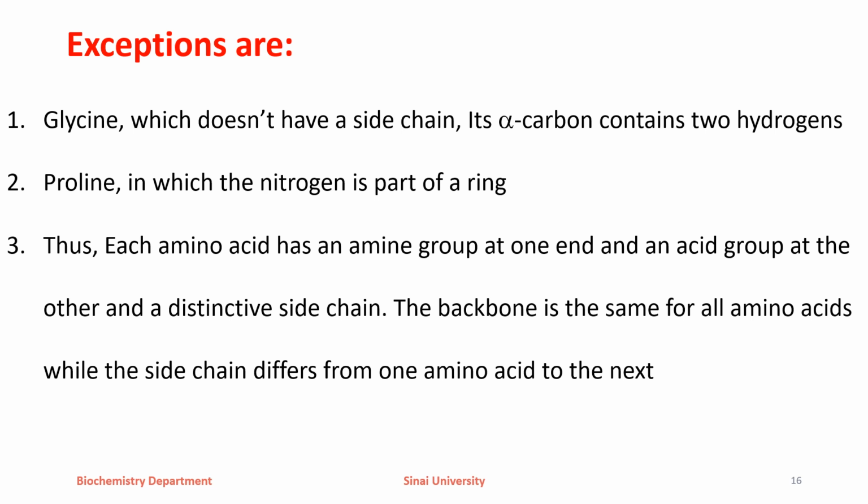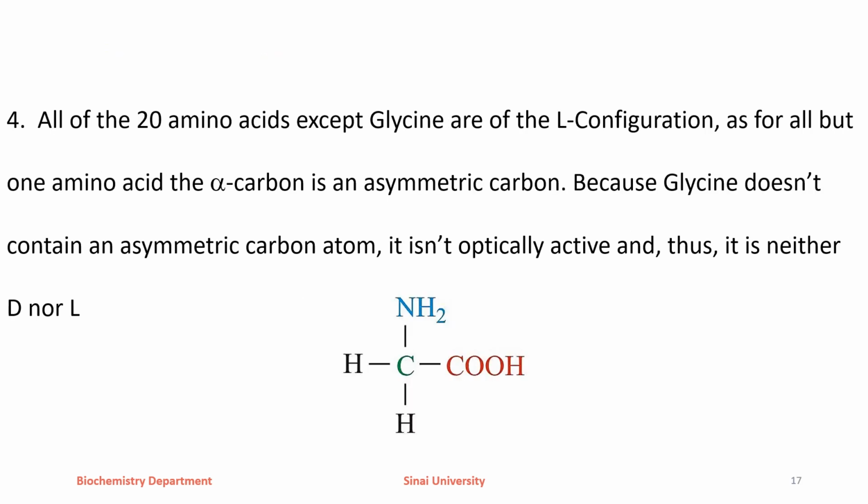Number 3, thus each amino acid has an amine group at one end and an acid group at the other and a distinctive side chain. The backbone is the same for all amino acids, while the side chain differs from one amino acid to the next. Number 4, all of 20 amino acids except glycine are of L configuration, as for all but one amino acid, the alpha carbon is an asymmetric carbon. Glycine doesn't contain an asymmetric carbon atom. It isn't optically active and thus it's neither dextro nor levo.